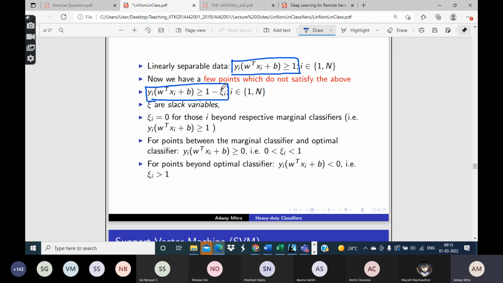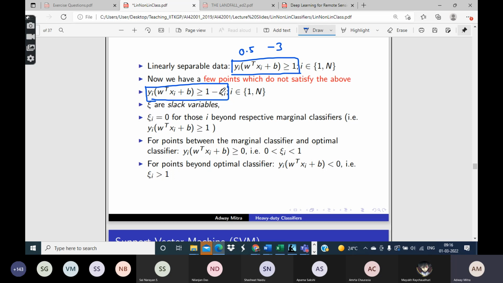That means that there might be some points for which this equation is not satisfied. For example, for some points the left hand side may be something like 0.5 or maybe something like -3, in which case this equation is violated. So now to ensure that this equation is still intact, I will add some quantity on the left hand side.